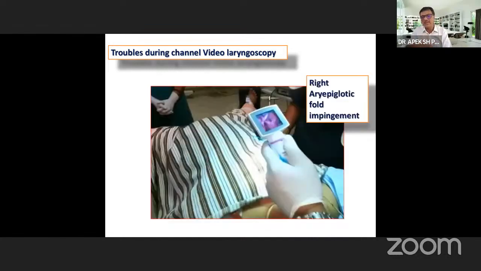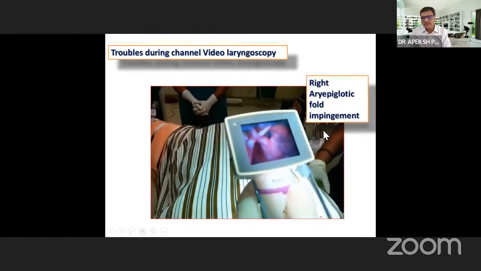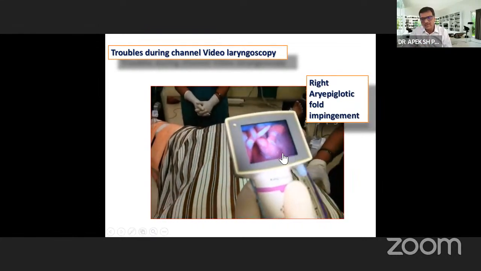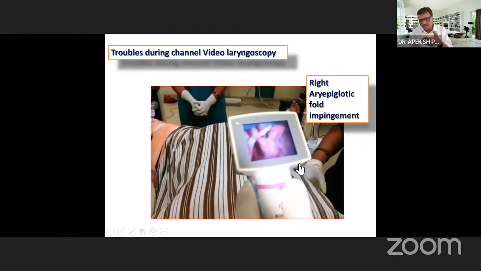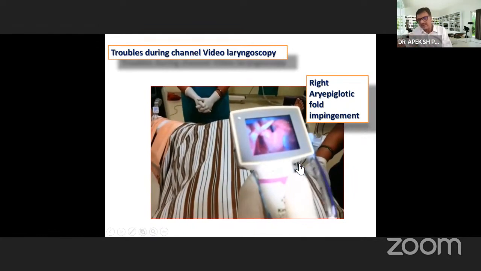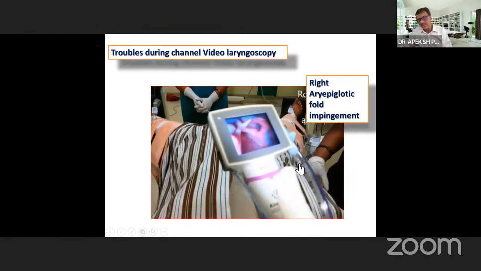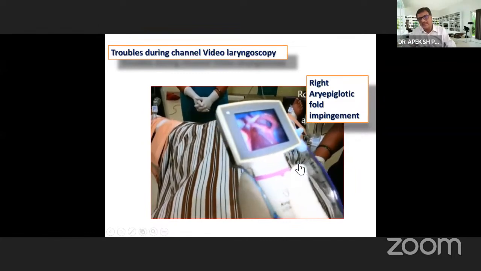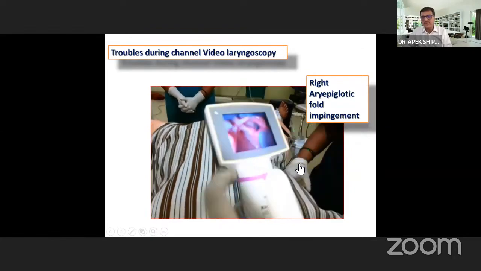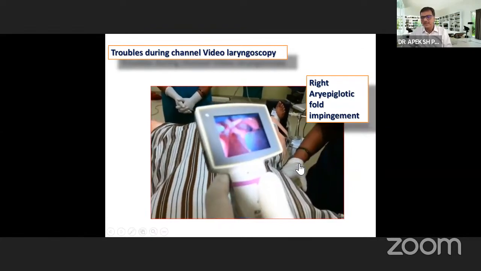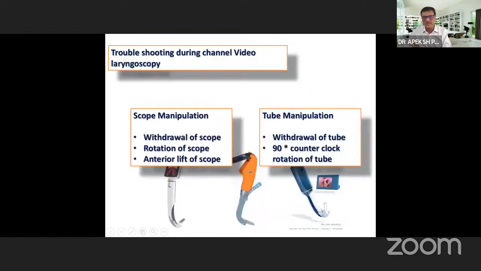So how to overcome this? Suppose your tube is getting lodged at the right aryepiglottic fold. Look at this. My tube is getting lodged at the right aryepiglottic fold. So withdraw the tube, withdraw the scope a little bit and move in the same direction towards the right. That will align the tube trajectory with the larynx, and then you can easily insert the tube inside. So this type of maneuvering is required to overcome the troubles.